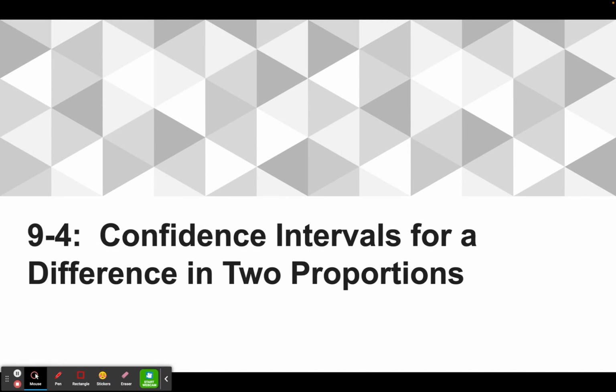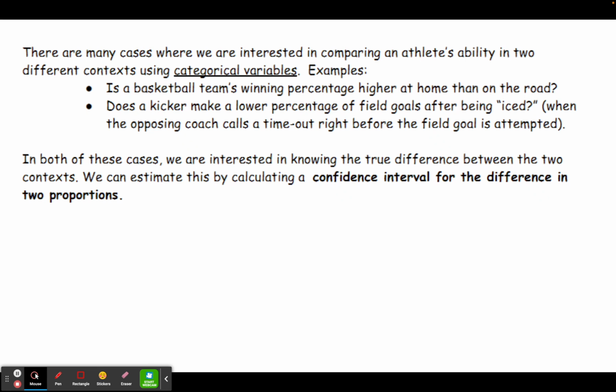In lesson 9.4, we're going to learn how to calculate a confidence interval for a difference in two proportions. We're going to use this in situations where we're interested in comparing an athlete's or a team's ability in two different contexts using categorical variables. For example, with a basketball team, we might want to know if they have a higher winning percentage at home versus on the road. And we've actually looked at this question in different ways throughout this course.